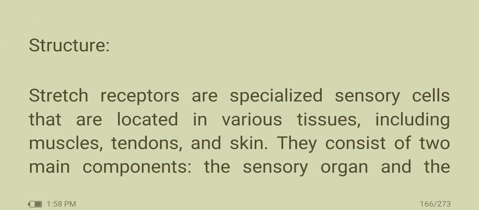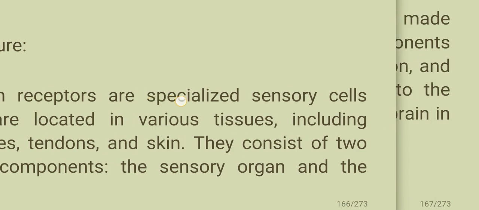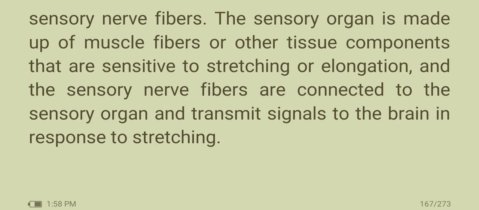Stretch receptors are specialized sensory cells that are located in various tissues, including muscles, tendons, and skin. They consist of two main components, the sensory organs and the sensory nerve fibers. The sensory organ is made up of muscle fiber or other tissue components that are sensitive to stretching or elongation, and the sensory nerve fibers are connected to the sensory organ and transmit signals to the brain in response to stretching.